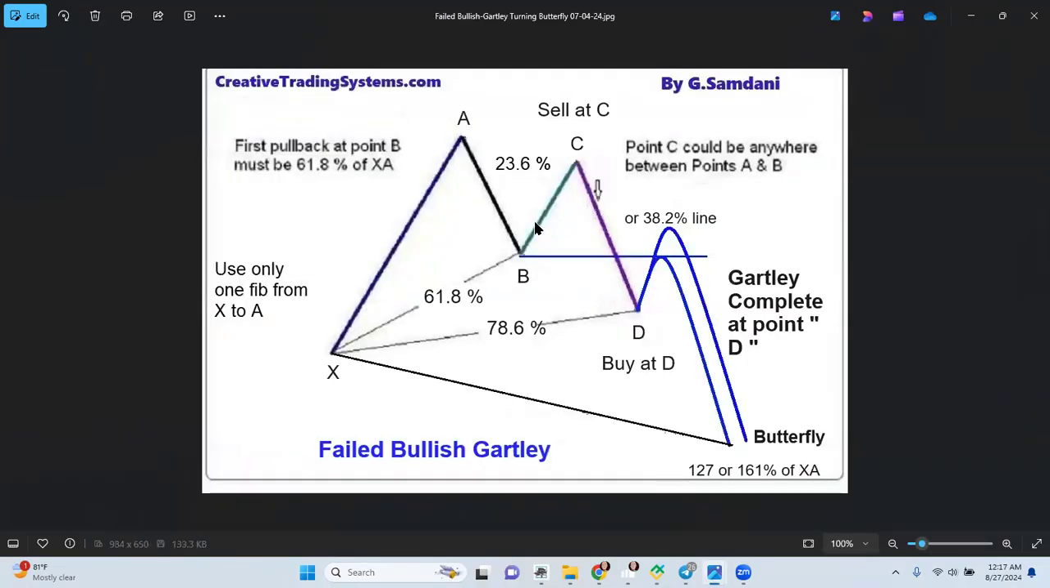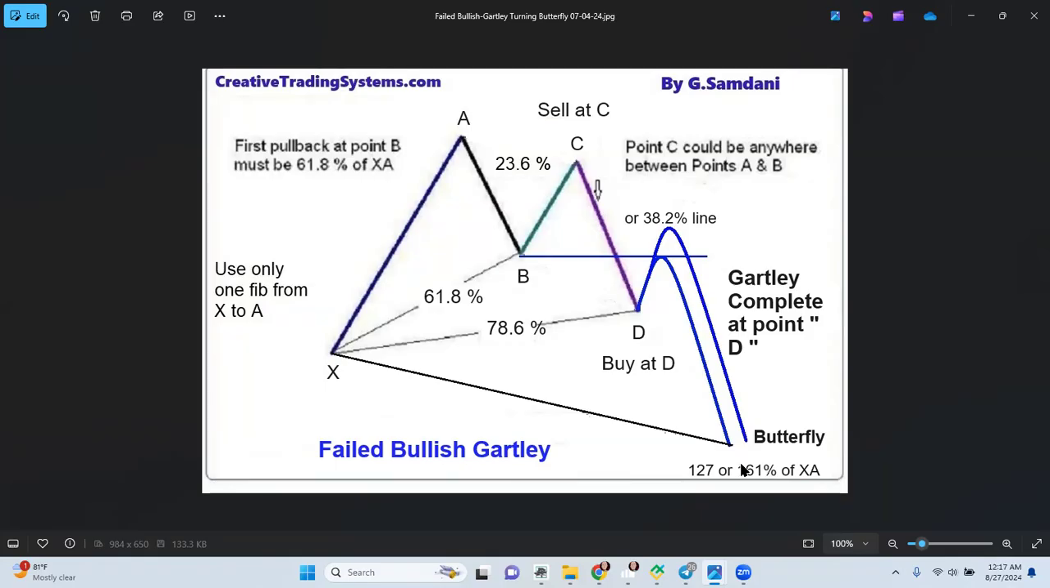That's how it is. This is my diagram that I made with my own understanding, and I call it a failed bullish Gartley. It's a bullish Gartley. It's supposed to bounce from here, but it fails to bounce from here, and then it comes all the way down. Let's say it's going to come down to the 127 or 161 extension level. If it's from 61 to 161, there's another pattern called the Crab pattern. That's what the calculation is.